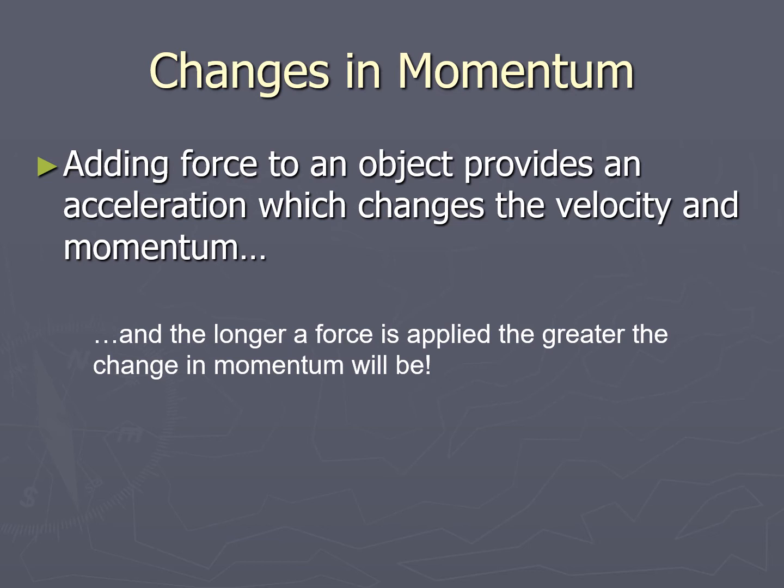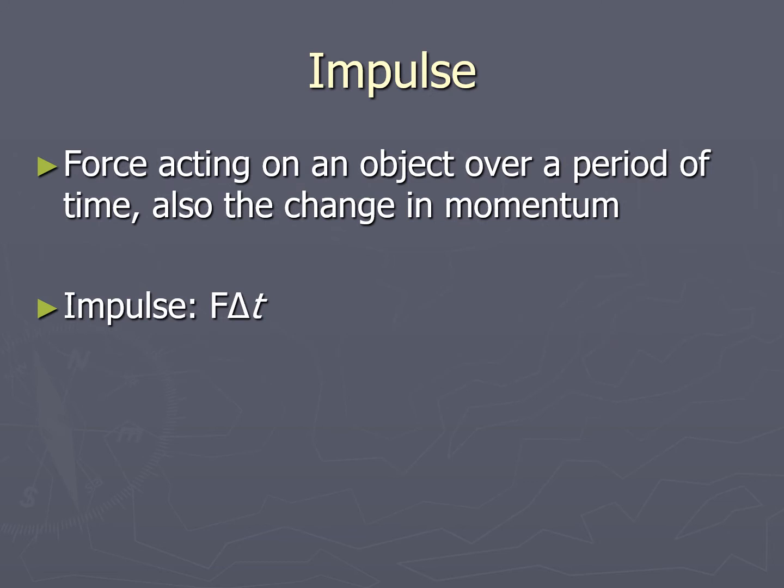So let's take a look at this. Impulse. Impulse is a force that acts on an object over a period of time. Or another way of thinking about impulse is the change in momentum. So you can think of it like this. Impulse is force over a period of time. So delta t, remember delta means change in, or change in time.